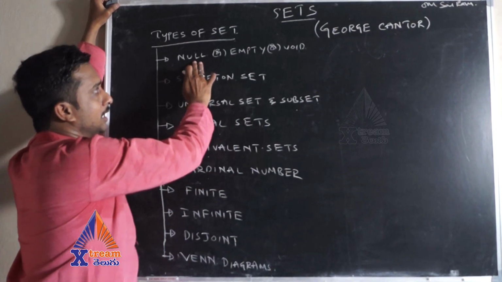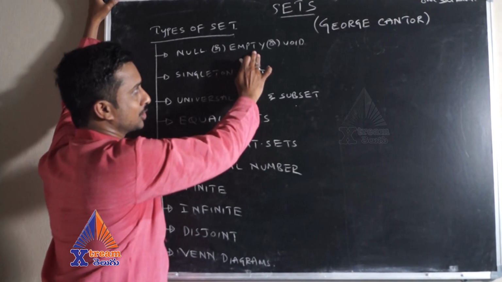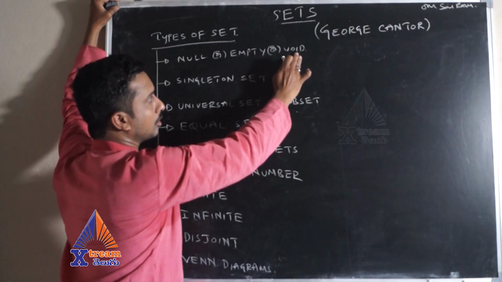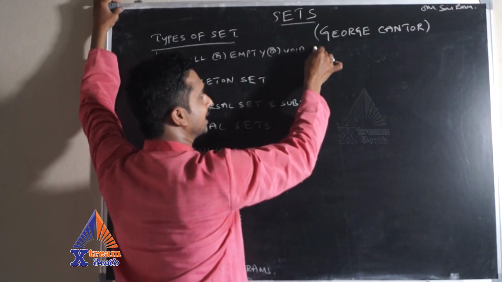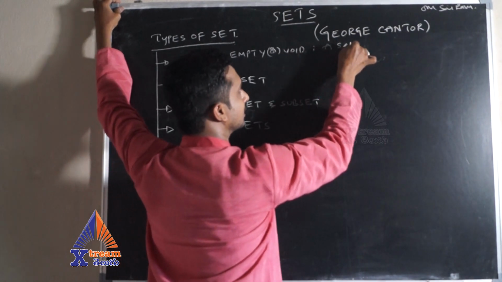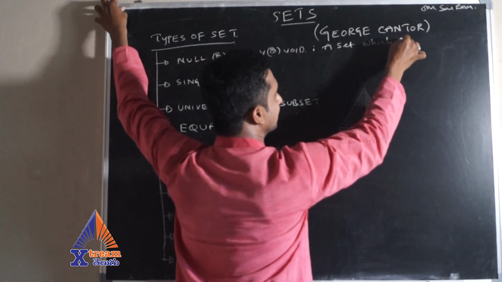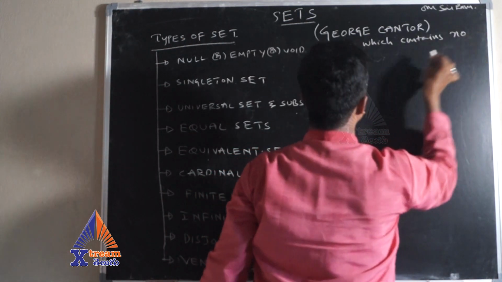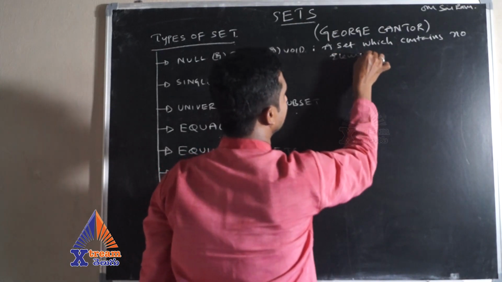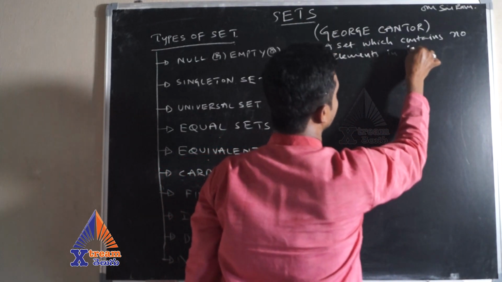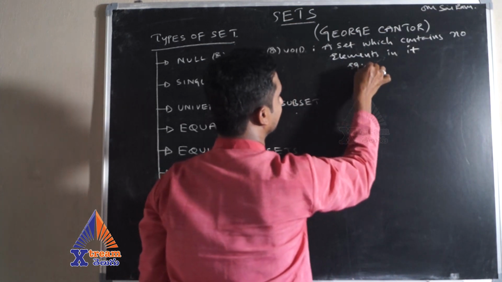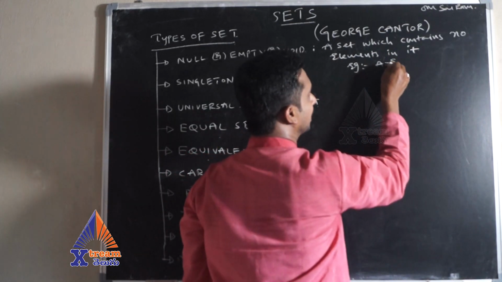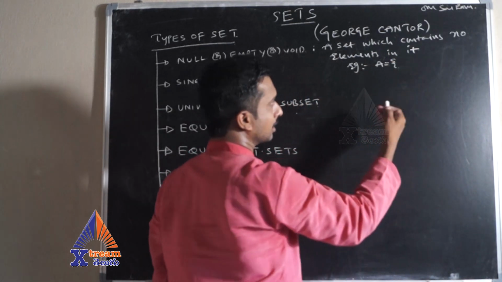Null set is also known as empty set. Empty means nothing is there, that is, no element is there. Or void set. So the definition is: a set which contains no elements in it. Example: A is the natural numbers less than 1, or else less than 0.